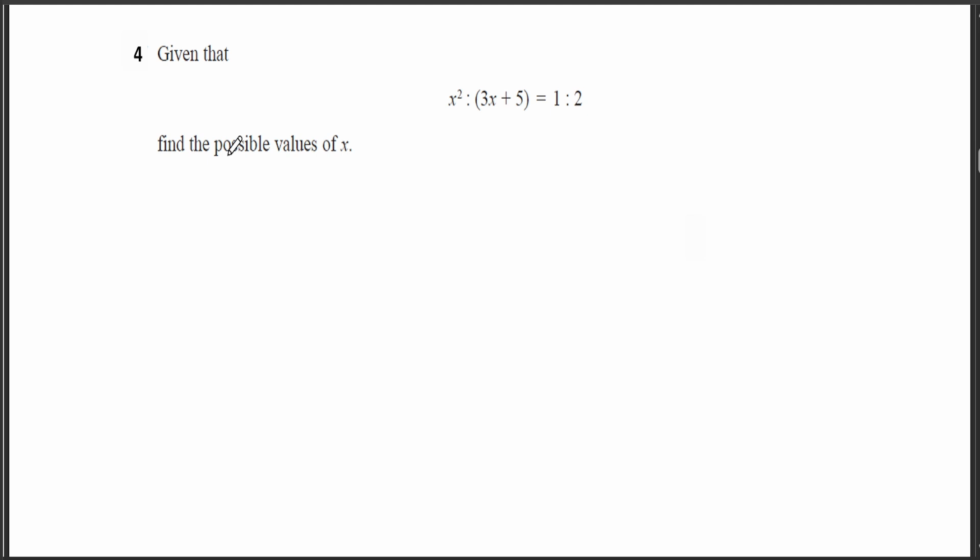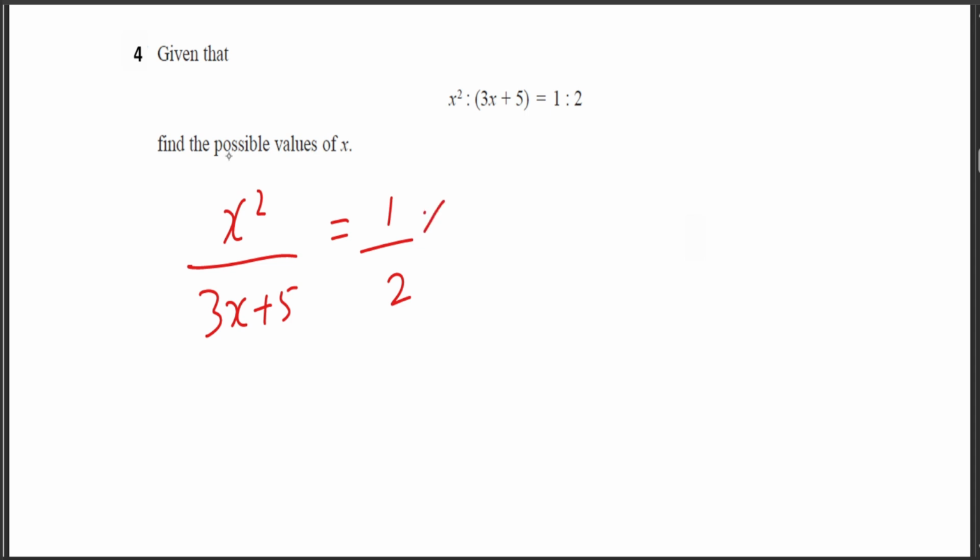Another simple question. Given that x squared is to 3x plus 5 equal to 1 is to 2, find the possible values of x. So this "is to" means divide by. So you're just dividing x squared by 3x plus 5 equal to 1 over 2. Then we do something called cross multiplication. The 2 gets cross multiplied to this, and the 1 gets cross multiplied to this.